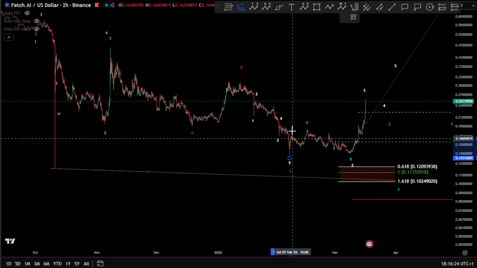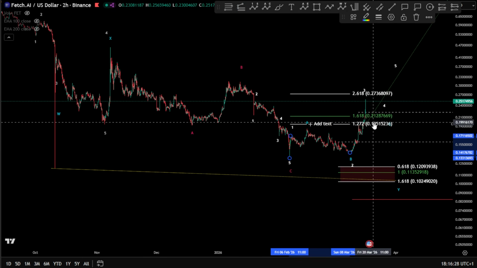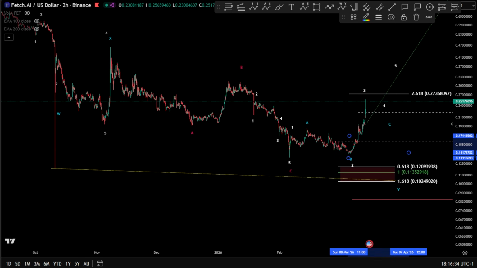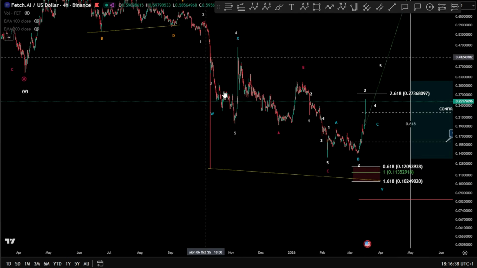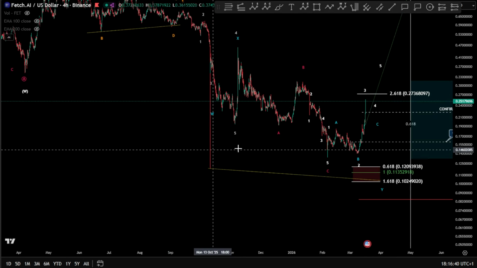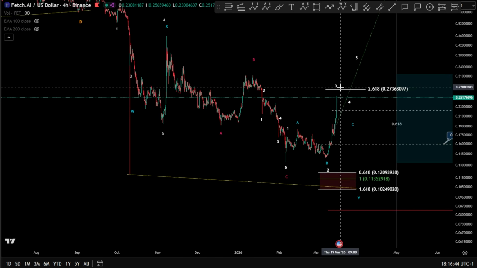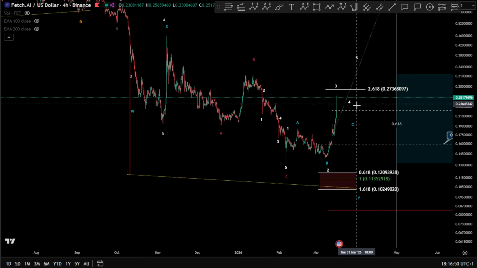Let me check also some fib level for this wave 3. Wow, okay, we're heading directly to the 2.618 here. Very nice from FET. What a pump. FET was the most harmful coin here in the dump, and now it's the most profitable one. Yeah, so it's pushing really high here. For FET, very interesting. So we're gonna watch, of course, what's gonna happen, but be careful.